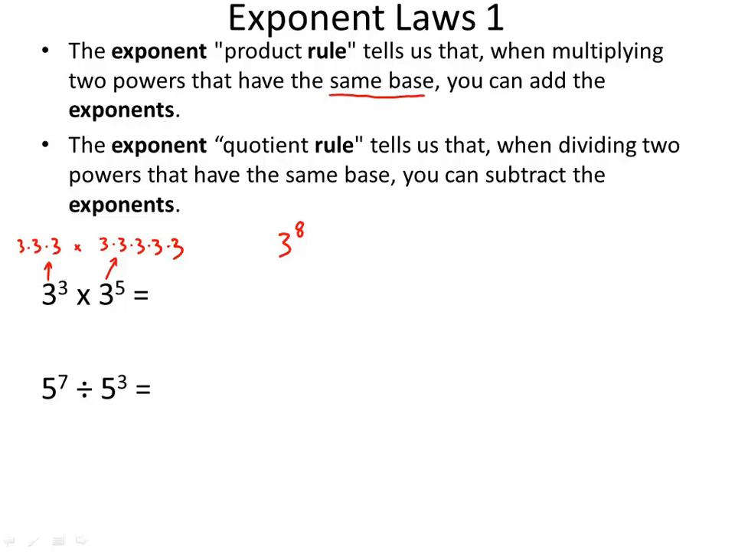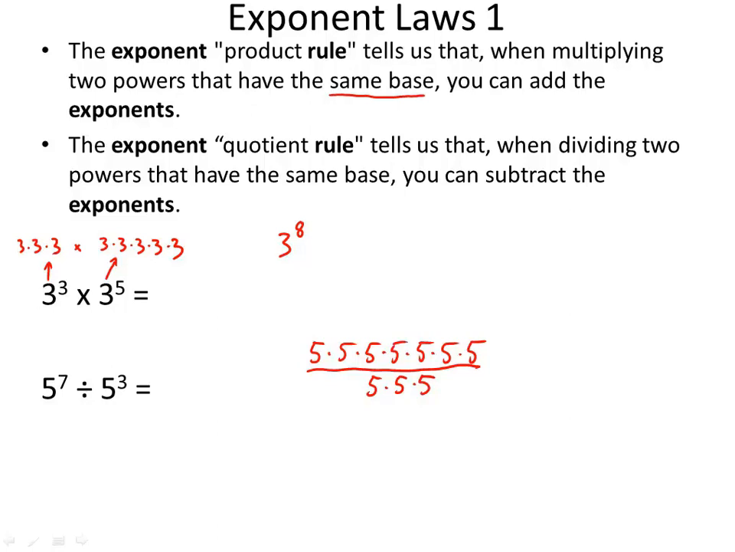So for this next one right here, we have 5 to the 7 divided by 5 to the 3. I'm going to rewrite 5 to the 7 as 5 times 5, 7 times. 1, 2, 3, 4, 5, 6, 7. And we have that divided by 5 to the power of 3, which is 5 times 5 times 5.